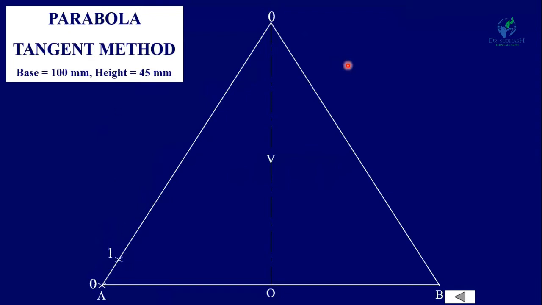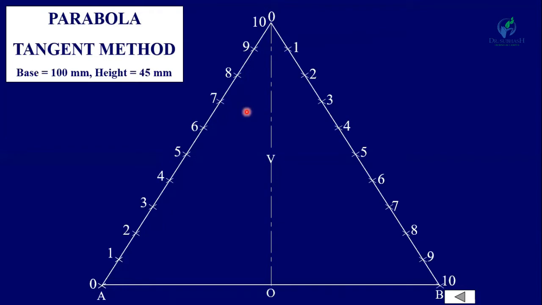1, 2, 3, 4, 5, 6, 7, 8, 9 and 10. Okay, so you have to divide this line into 10 equal divisions, and similarly divide this line B0 into 10 equal divisions. But the numbering on this line is from 0 to B, and on this line the numbering is from A to 0. Okay, so point 1, 2, 3, 4, 5, 6, 7, 8, 9 and 10.